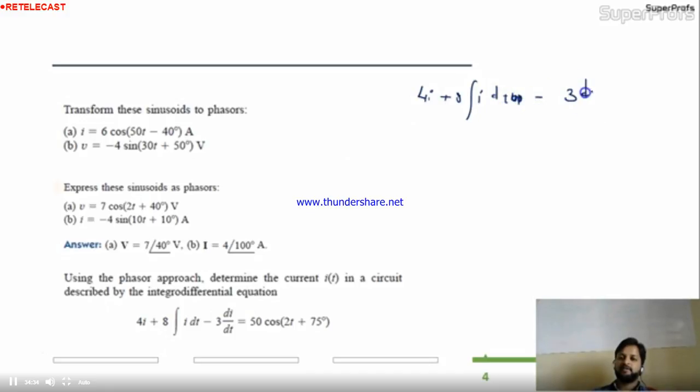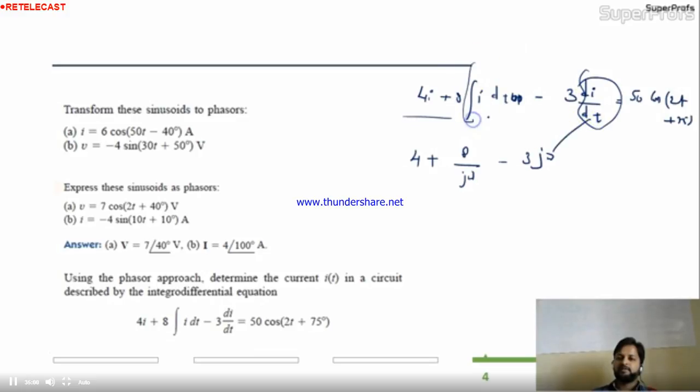Sorry, minus 3 di by dt equal to 50 cos 2t plus 75. Is it okay, friends? Come over here. This is 4 plus integration 8 by j omega, minus 3j omega. Here d by dt I replace with j omega, and this integration I replace with 1 by j omega. On this side, in the phasor form, it will be 50 at an angle 75 degree. This is a cosine function, so directly I can write the phase angle.